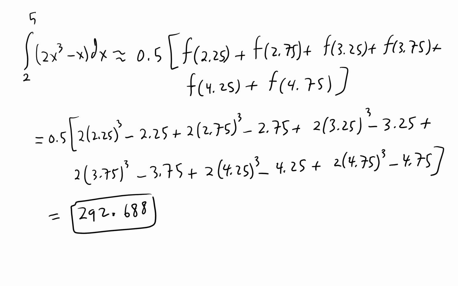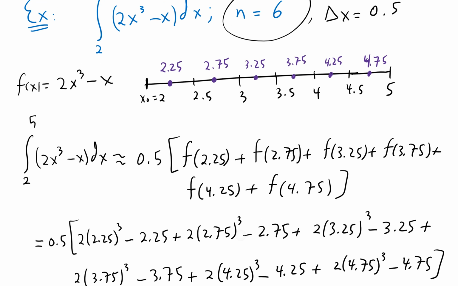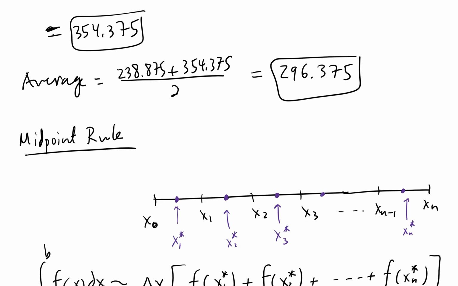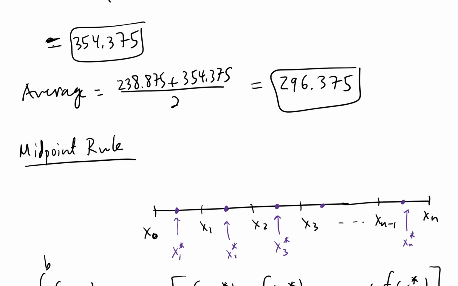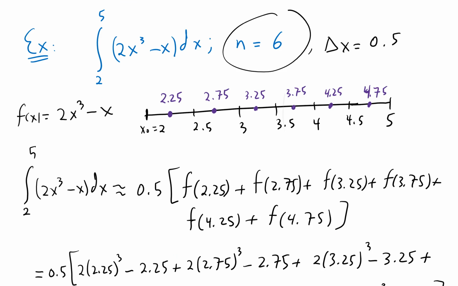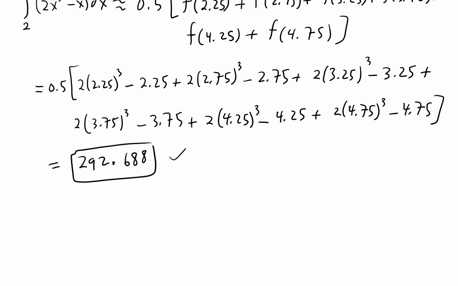That's the midpoint. Now let me scroll back up and see what we got when we averaged them. It was 296. Do you see the answer here? How close is this to the midpoint? And just so you know, in general, the midpoint rule always gives the best approximation.